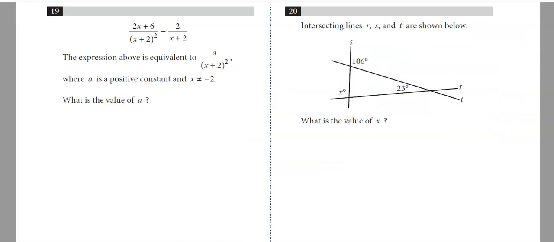All right, so that was the no calculator section. Now we're going to move on to the calculator section.